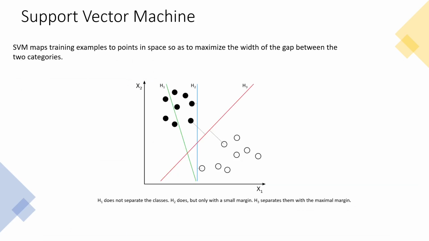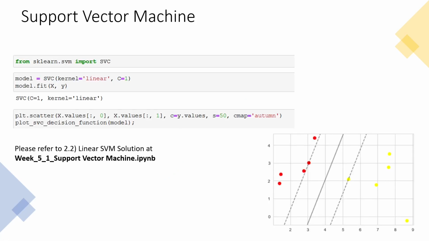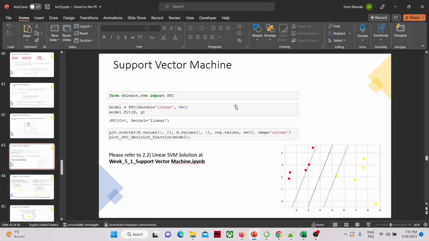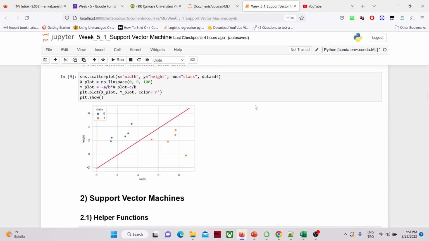A support vector machine maps training set examples to points in space so as to maximize the width of the gap between the two categories. That was the definition of support vector machines. And we have seen the derivation of support vector machines. Now let's try to do some coding just to see how we can deal with support vector machines with scikit-learn and pandas.